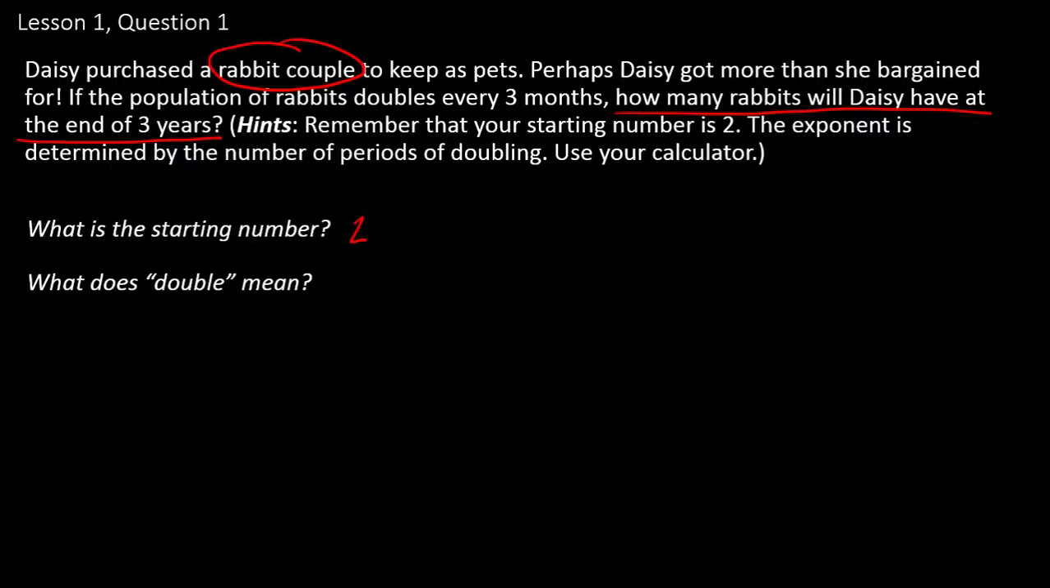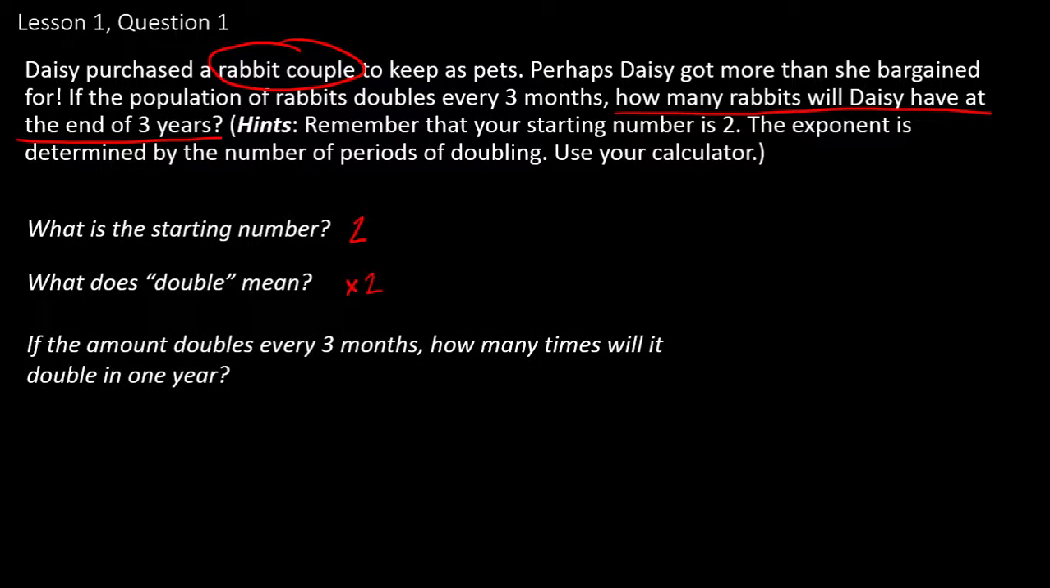And we know what double means, but let's clarify it. If I double a number, I'm multiplying it by 2 or I'm adding it to itself. Now think about the number of times this population is going to double. Rather than straight out calculating how many doublings we're going to have at the end of 3 years, let's just start by thinking about how many times that would be in 1 year. So if a population doubles every 3 months, how many times will it double in 1 year? Another way of asking that would be to say, how many 3-month periods are in a year?